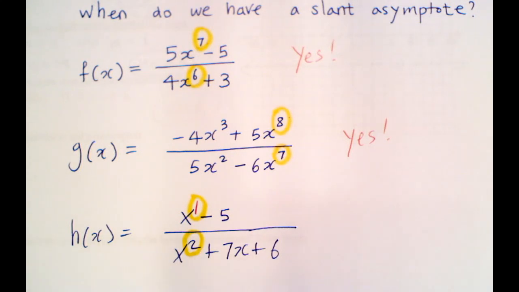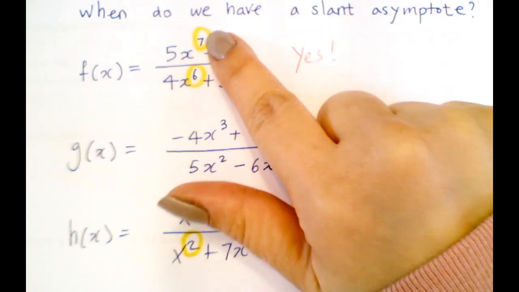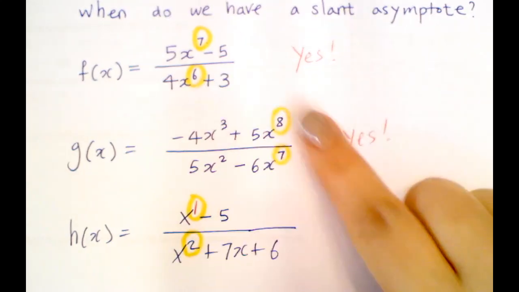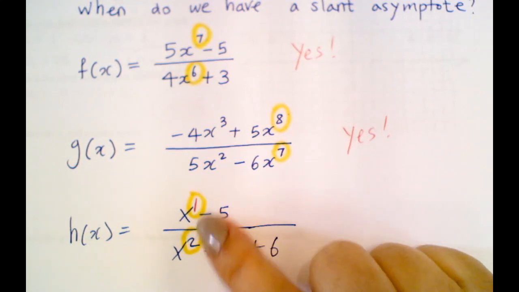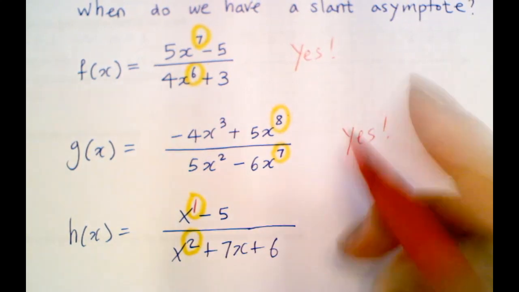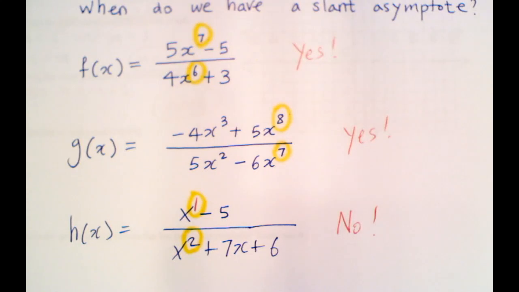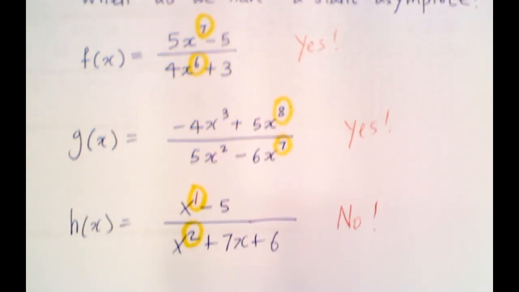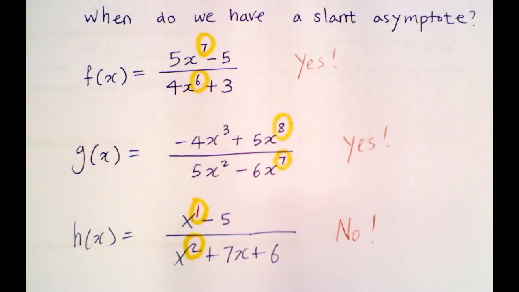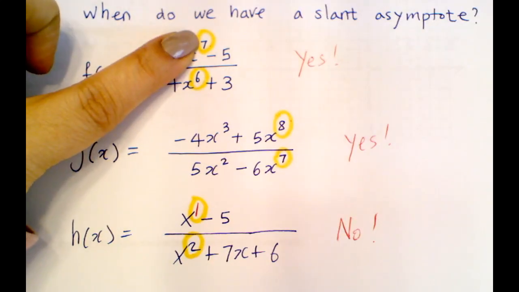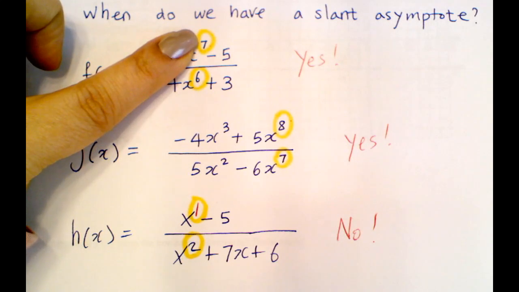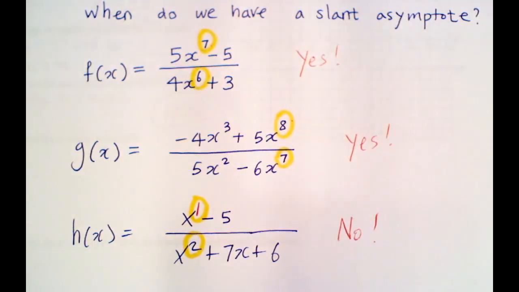In order for you to have a slant asymptote, the top has to be bigger by 1. 7, 6, 8, 7, not 1, 2. If it was 2 on top and 1 in the bottom, yes, you would have had it. But for this case, no, you're not going to have one. Okay, so I hope this explains when we will have a slant asymptote. Only if the numerator has a degree that is exactly 1 bigger than the denominator degree, okay?